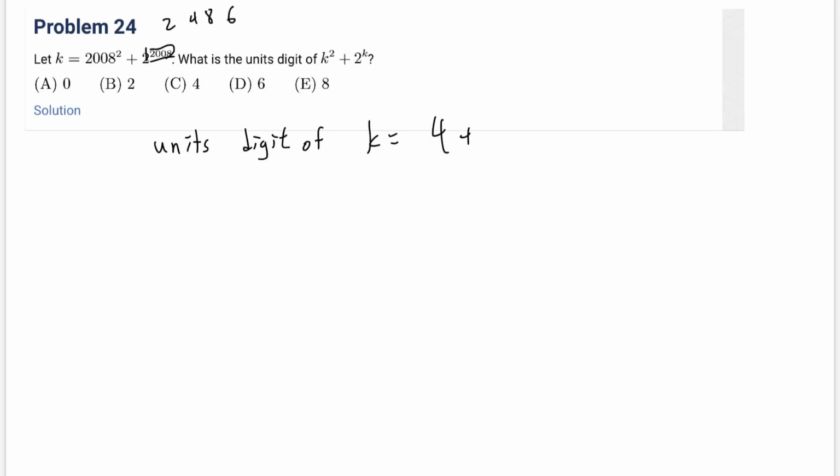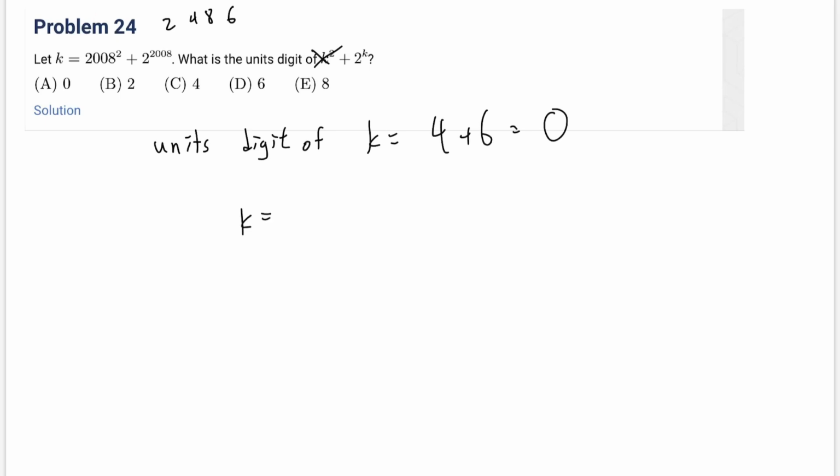And since 2008 is a multiple of 4, this would be 6, so the units digit would be 0. So the units digit of k squared in this part will be 0, so it doesn't matter. And so for us to know the units digit of 2 to the kth power, we need to know what the remainder is when k is divided by 4, right?